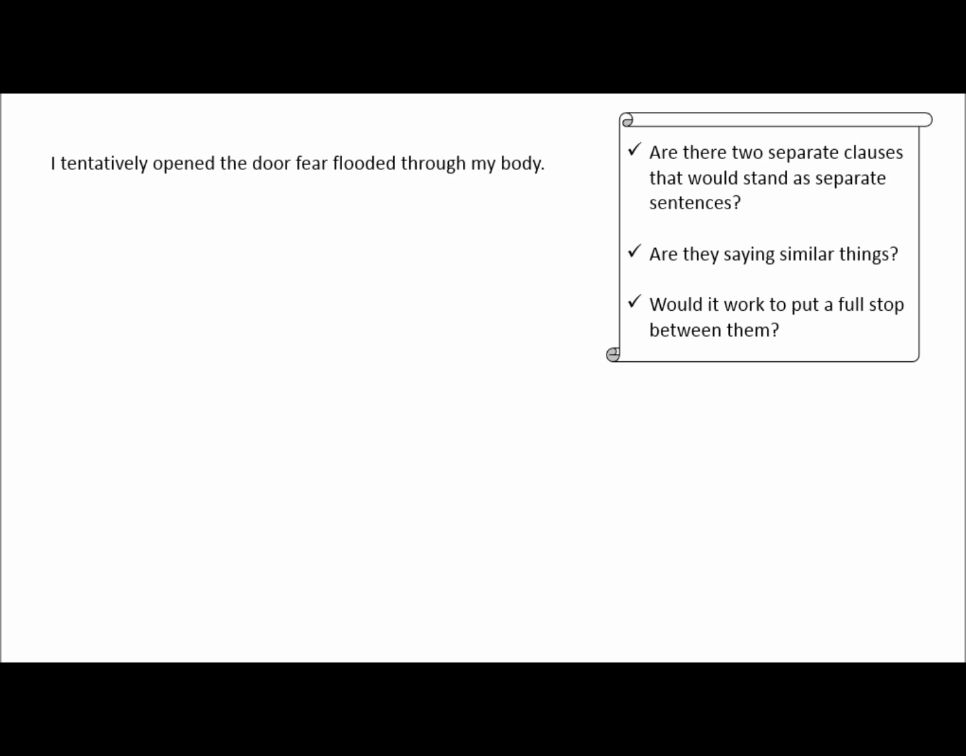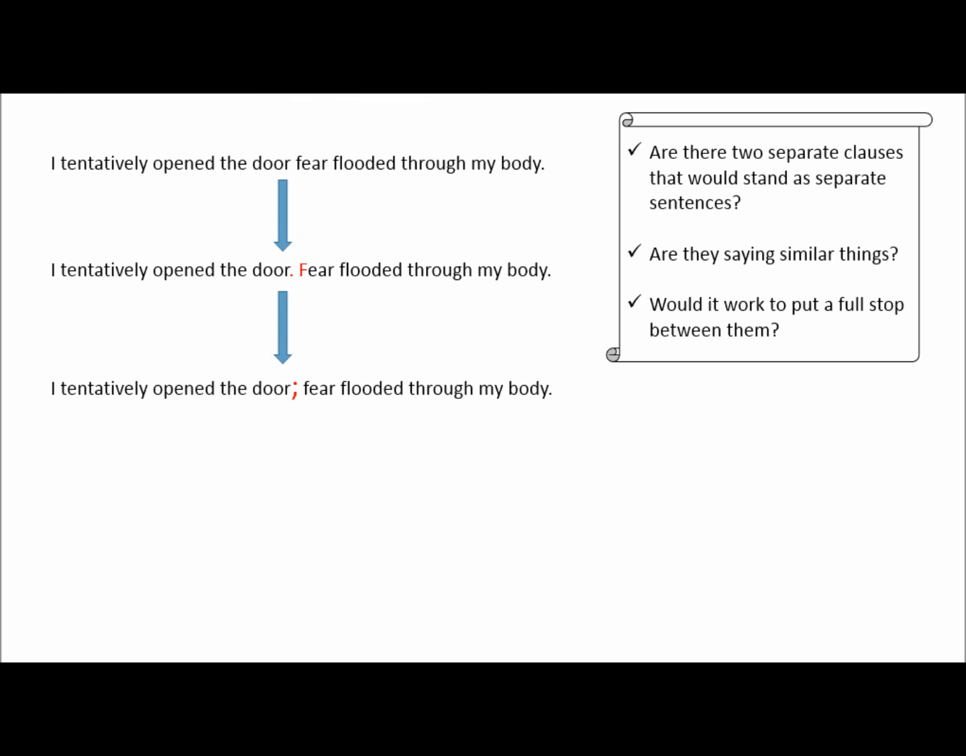Here is a sentence. I tentatively opened the door. Fear flooded through my body. So I have two separate ideas there, two distinct actions that are taking place. I could have a full stop between them because I have two separate clauses, but because they're saying similar things, it makes sense to put a semicolon between them.